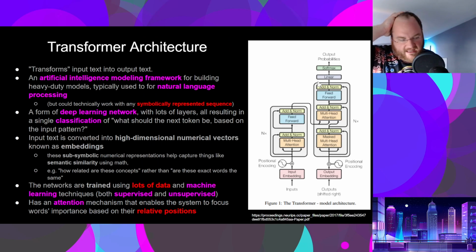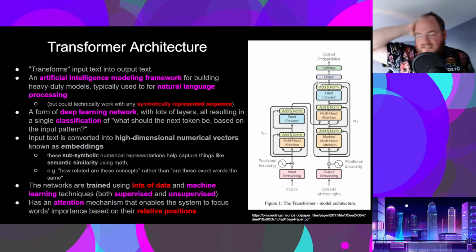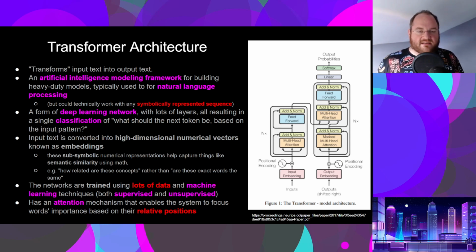What the heck is this thing? What is this system? So, remember we're talking about computational models in this course, and the architecture that this particular large-scale system is based on is the transformer architecture. Yeah, it's called that because it transforms input text into output text. Transformer, right?